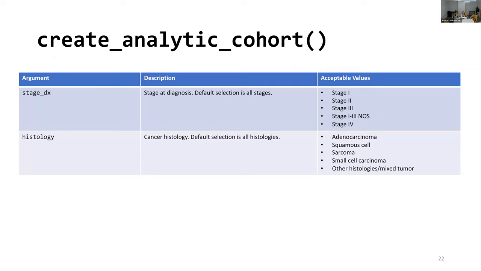Another way that you might build a cohort is based on histology. And so for our case study, we're going to look at adenocarcinoma histology. And for this input parameter as well, the default selection is to just not subset by histology, but the available histologies are listed to the right.